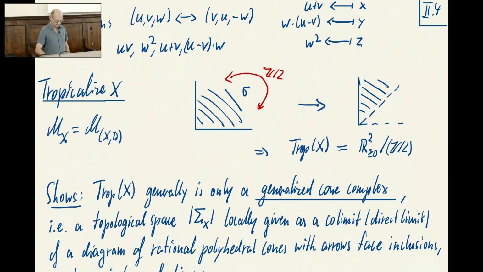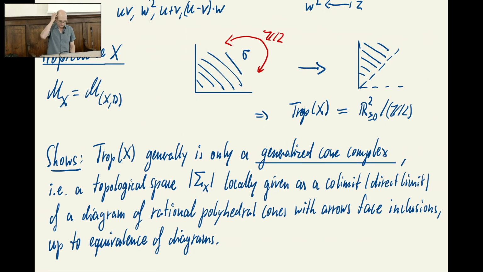So the best way to deal with this, and I spent some time convincing myself that there's really no better way to do it, is that the tropicalization of X really generally is only a generalized cone complex. That's a topological space. We still have a topological space, which in this case would be this half cone, okay? That, however, has the additional datum. It comes with an atlas that locally is given as a co-limit of a diagram of rational polyhedral cones. So that is a co-limit of a diagram, right? So you have a sigma, you have 2 arrows to itself, the identity and the flipping arrow, and you take the co-limit, and that's what it is.